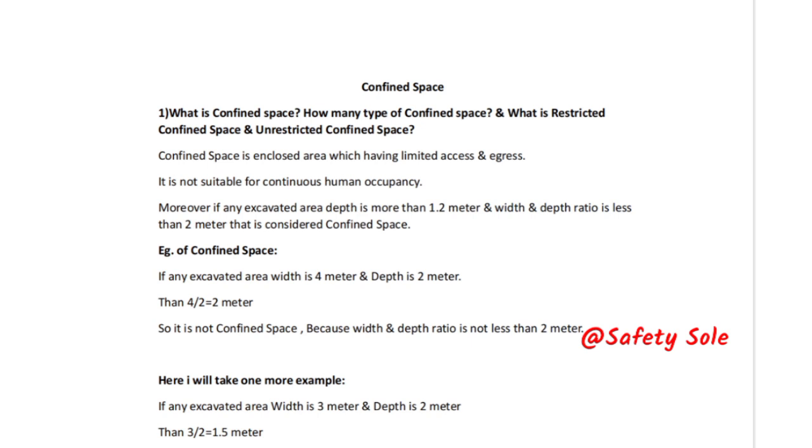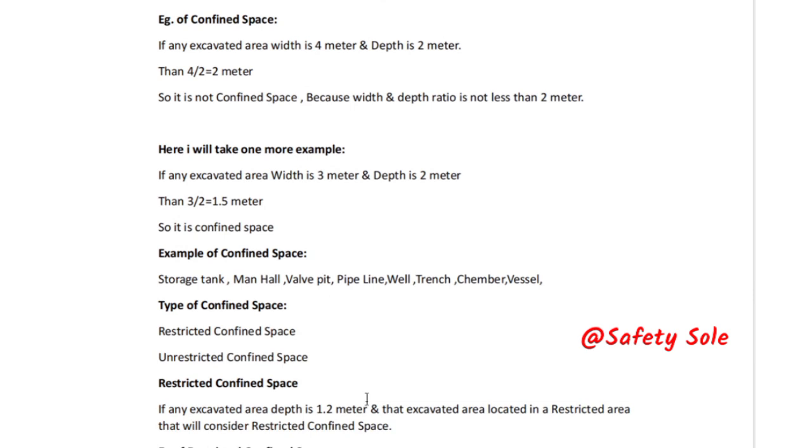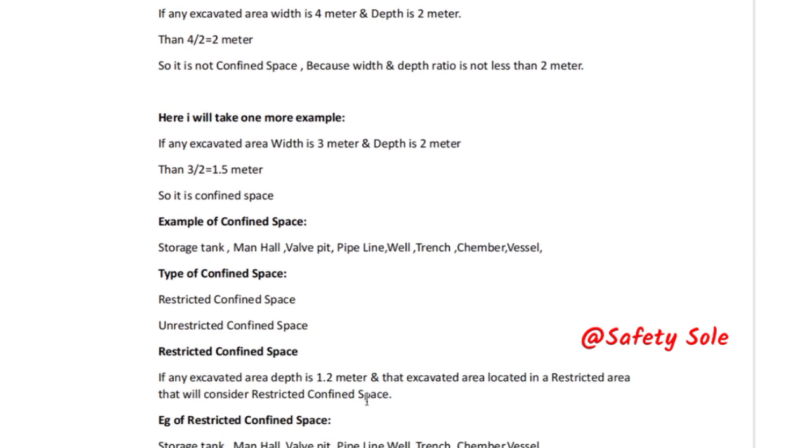Here I will take one more example. If any excavated area width is 3 meter and depth is 2 meter, that means 3 by 2 is equal to 1.5 meter, so it is confined space as per the definition.